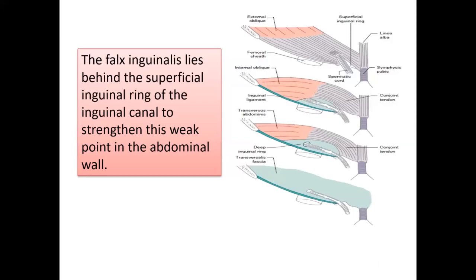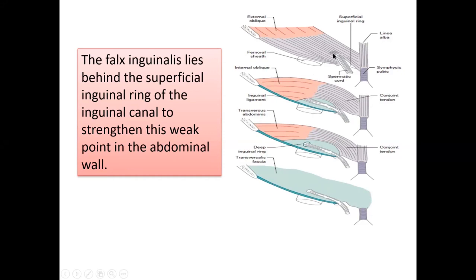Again, it can be called the falx inguinalis, which lies behind the superficial inguinal ring of the inguinal canal to strengthen this weak point in the abdominal wall. Okay, so from deep to superficial: this is the transversus abdominis. But before it, deepest, this is the fascia transversalis. Then superficial to it, the lowest fibers of the transversus abdominis, and more superficial to it are the internal oblique and the external oblique.